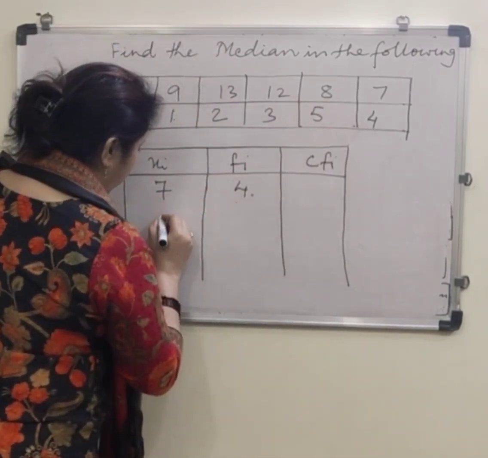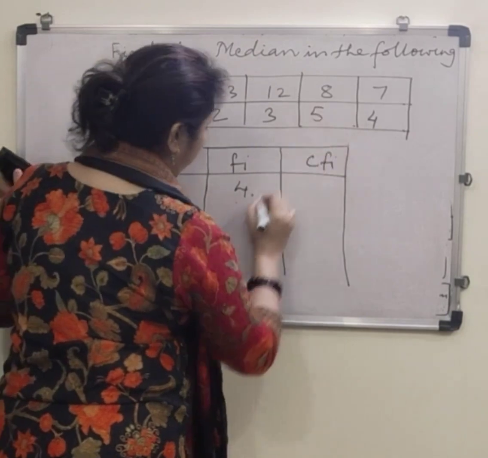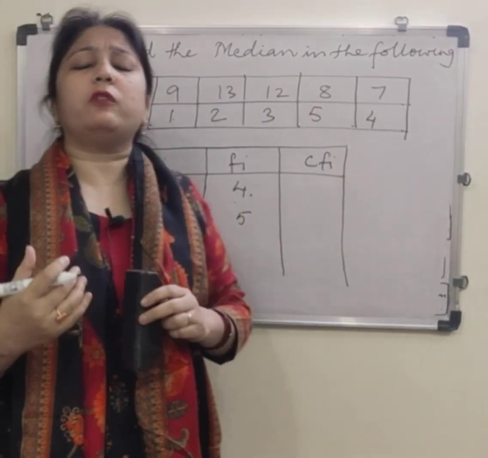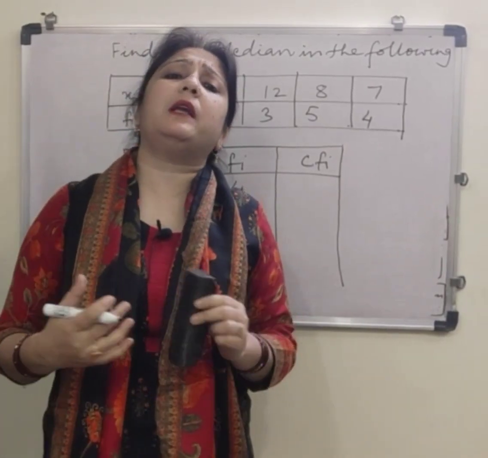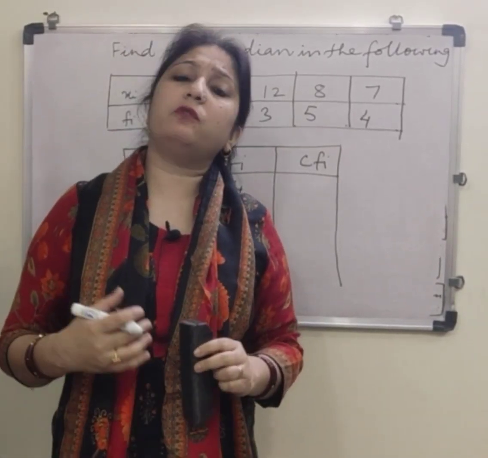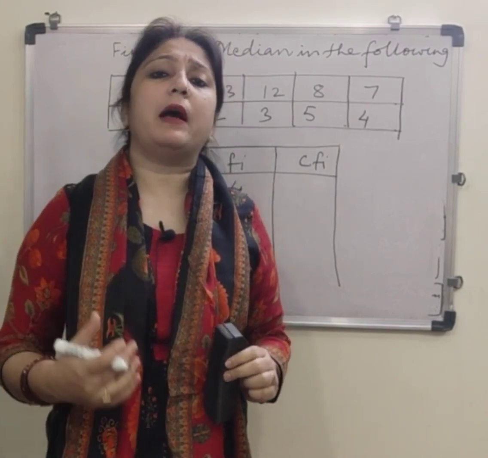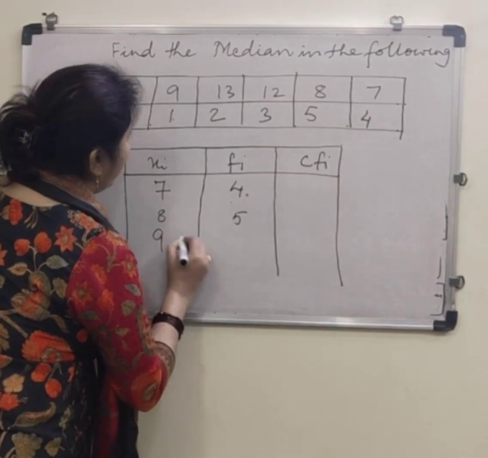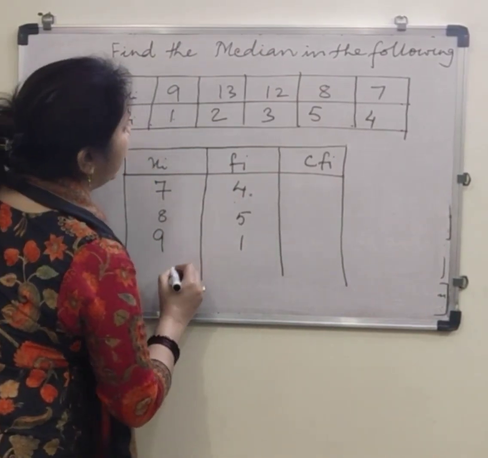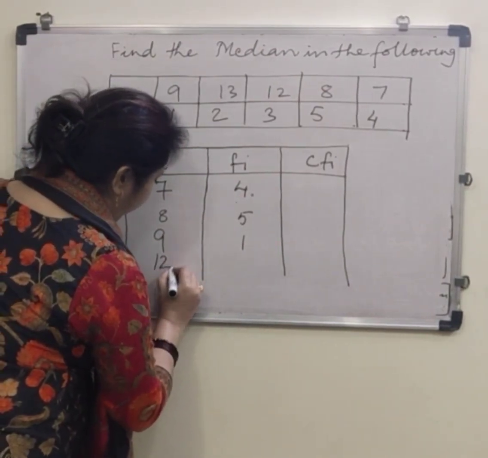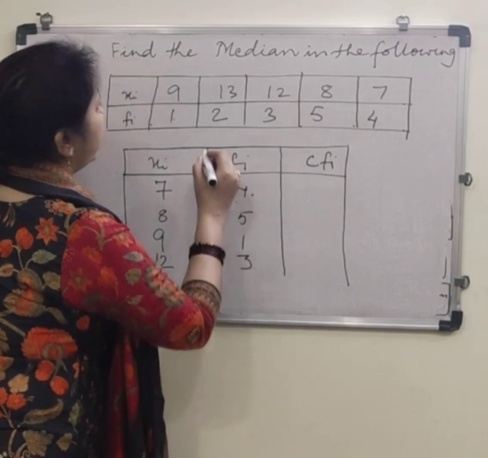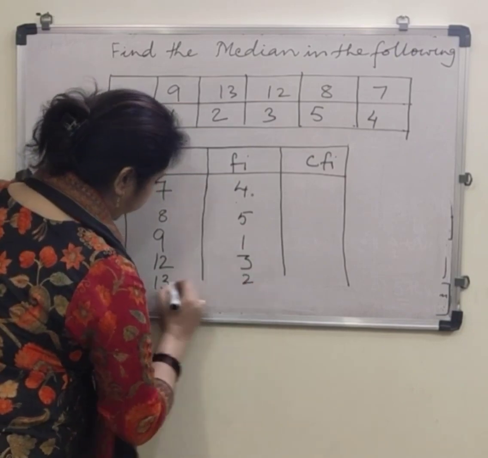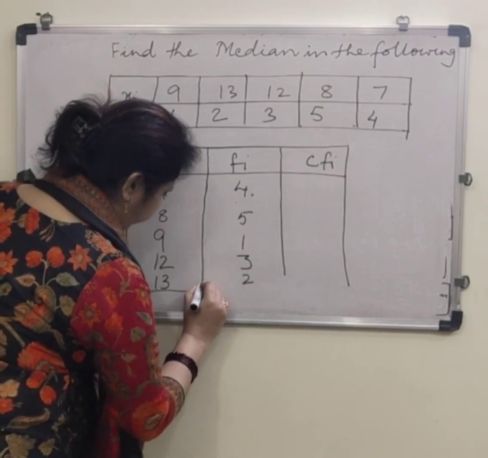Next comes 8, whose frequency is 5. Children, these corresponding frequencies will automatically change places as we are arranging the values of xi. Next is 9. So frequency is 1. Then comes 12, whose frequency is 3. Then comes 13, whose frequency is 2. This is our table.